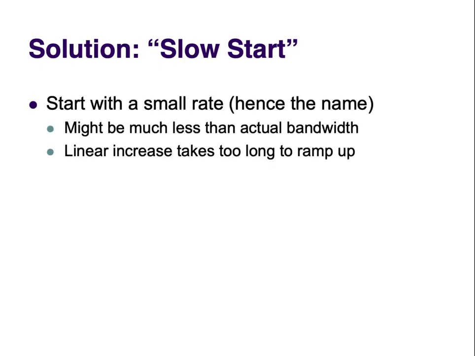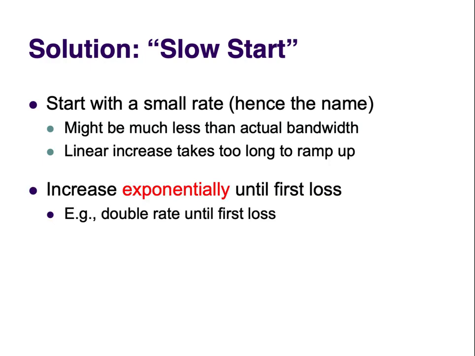So the solution we work with in TCP is something that's very poorly named. It's called slow start. The reason it's called slow start is because you start with a small rate. I think small start would have been a better name. So you start with a low value, much, much less than the actual bandwidth. But because linear increase takes too long to ramp up, slow start is actually going to go exponentially fast. What that means is, for example, it's going to double the rate until it experiences loss.